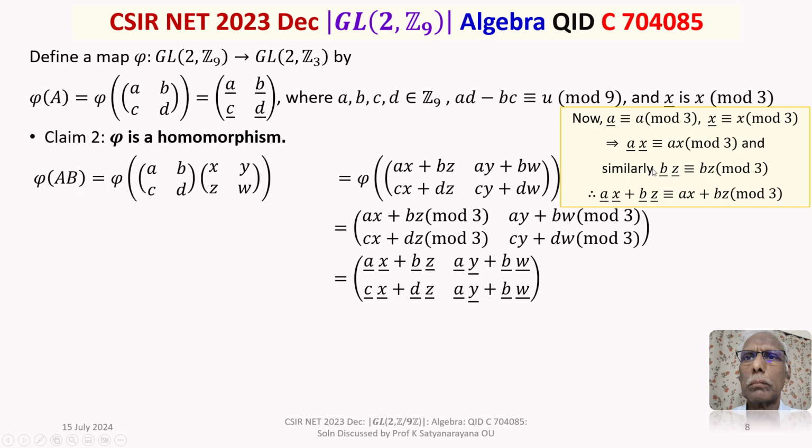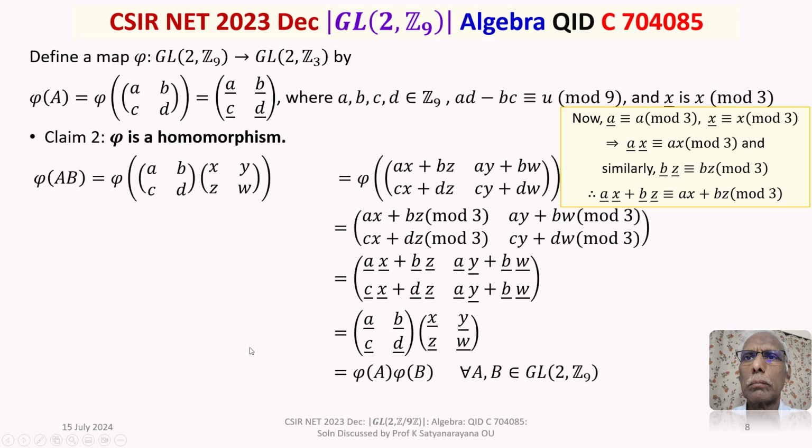Right, this is a formula. Now if you see this one, it is the product of two matrices, A underscore B underscore C underscore D underscore multiplied by X underscore Y underscore Z underscore W underscore. What is this? Phi of A. What is this? Phi of B. So phi of AB is equal to phi of A into phi of B for all A, B belonging to GL2 Z9. Therefore, phi is a homomorphism. Good.